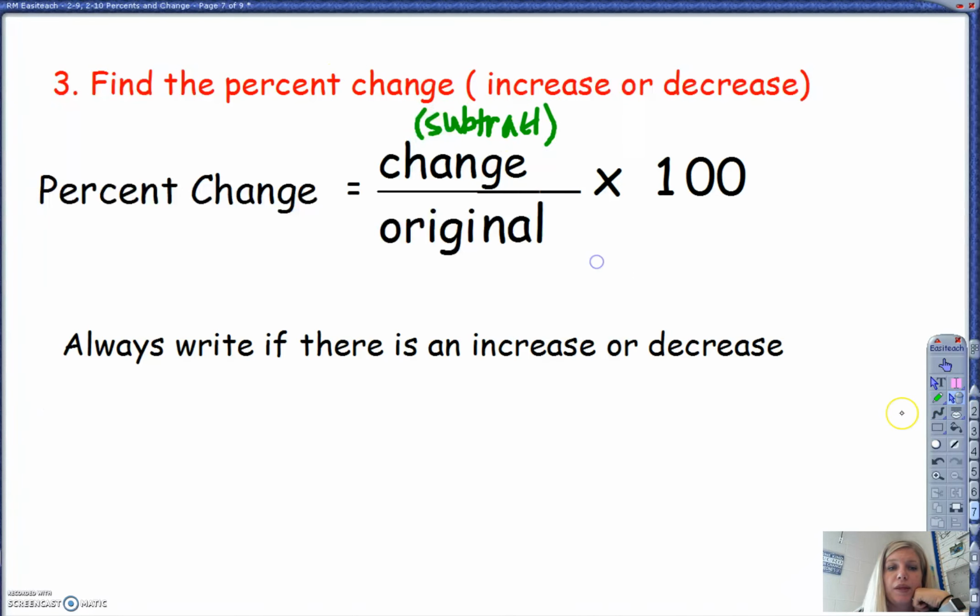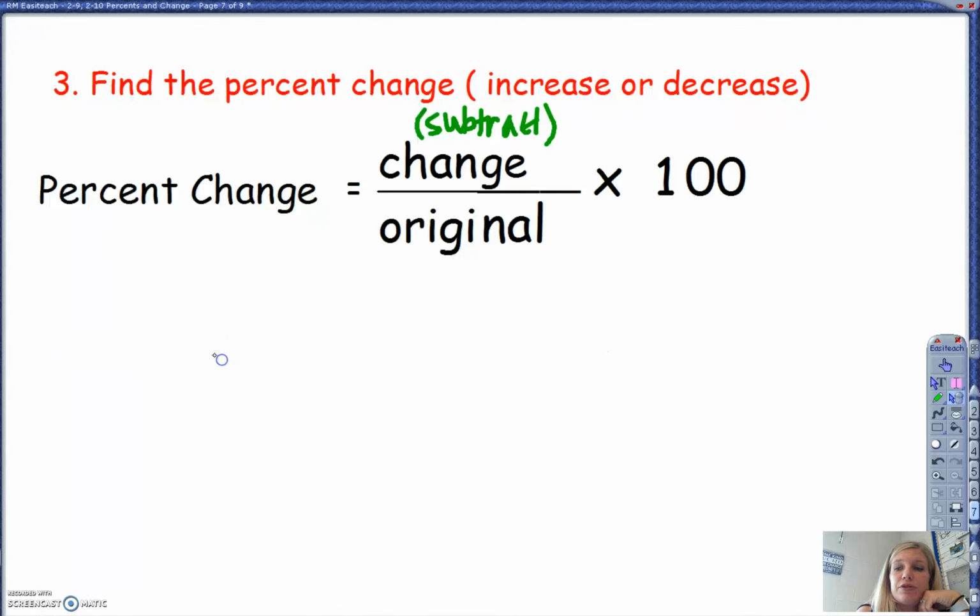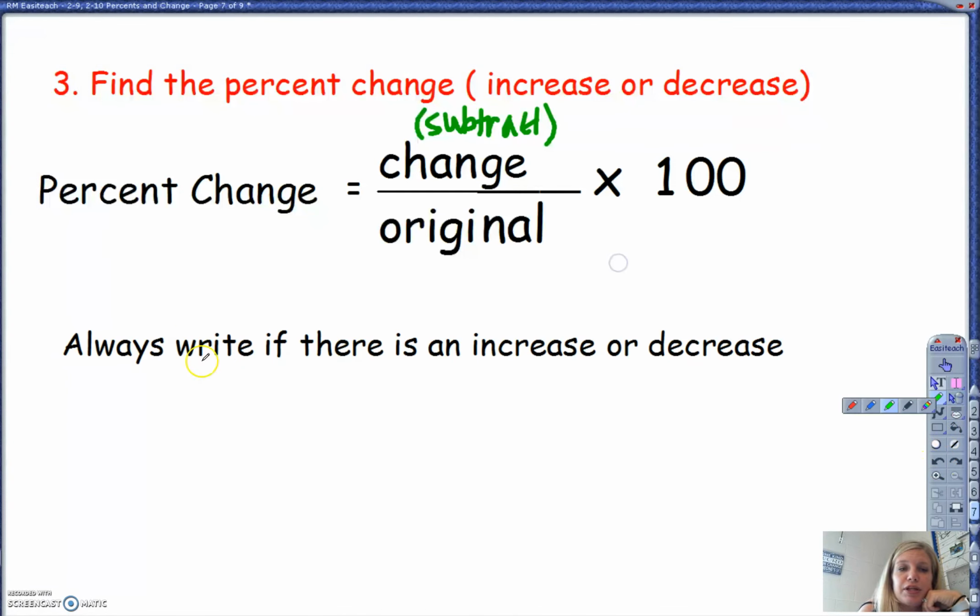Okay. Make sure at the end in your answer, and I'm going to do an example, that you write that it's an increase or a decrease. Oh, I didn't mean to delete. I meant to underline. Write if it's an increase or a decrease.